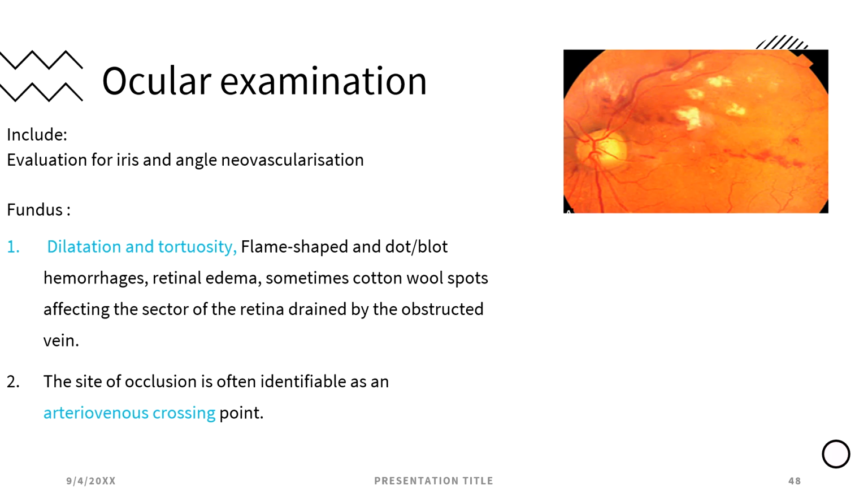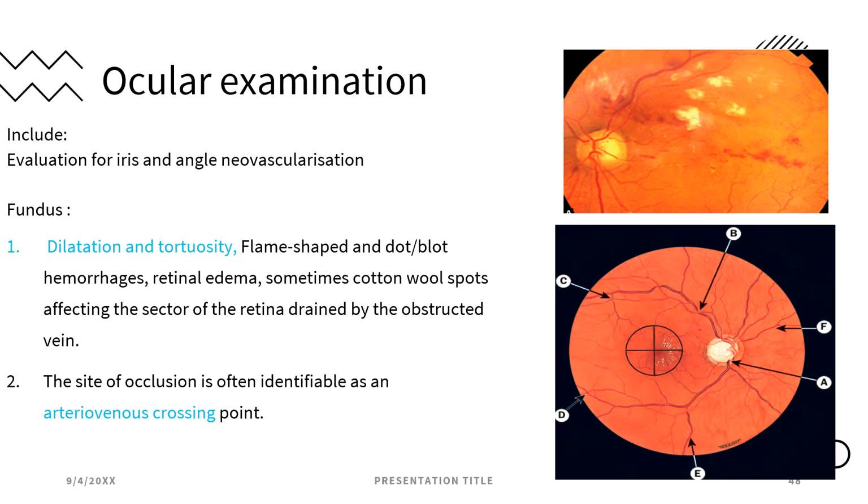Ocular examination includes evaluation of the iris and the angle for neovascularization. Fundus shows dilatation, tortuosity, flame-shaped hemorrhages, and dot and blot hemorrhages in the affected segment. The site of occlusion is often identifiable as an AV crossing point, as in picture A.